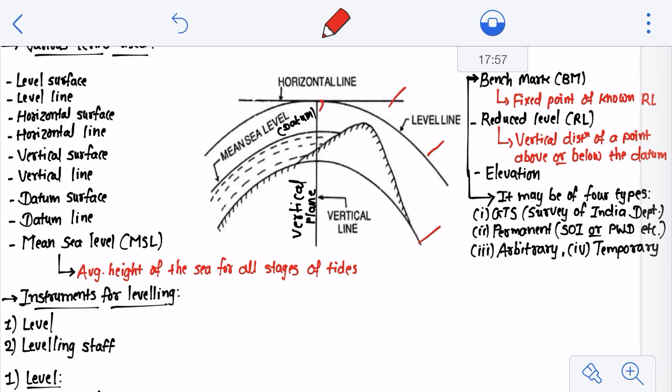Let's say if you want to define the elevation of a point in any particular area of the country, you are not going to take the mean sea level as the reference, right? Because it is not convenient, it is not feasible, and in that case you will try to take some other reference, or you will try to establish your own reference to define the elevations of different points in that area.